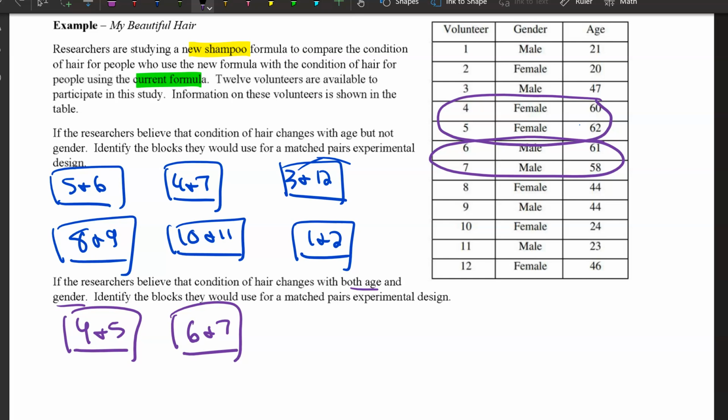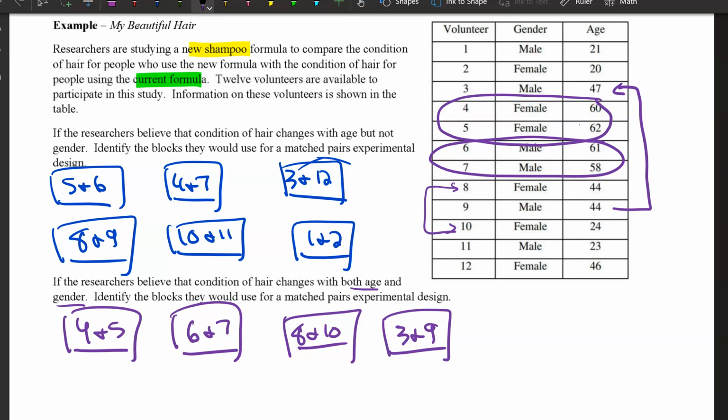And then let's take a look at the 40-somethings. So here's the two females that are in their 40s, 8 and 10. And 44, and there's the two guys, 3 and 9. And then for the young people, we would go the two young guys, 21 and 1 and the 23-year-old, and then the two young girls, women, sorry. Where's the young female? 20 and oh, here.